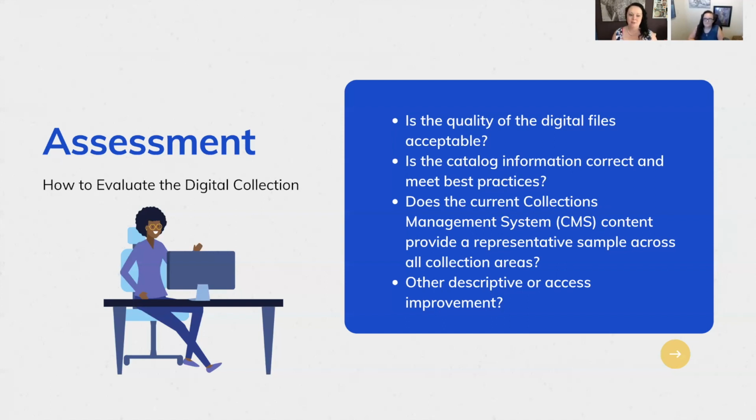For many of us, especially if we're working with grant-funded projects, it's sort of piecemeal in terms of what collections get more or less representation. So where are there collection areas that maybe haven't received that attention, and address those? And then, of course, are there any other descriptive or access points of improvement you can make, whether that is the content itself or the way you're delivering, managing, storing it, etc.?